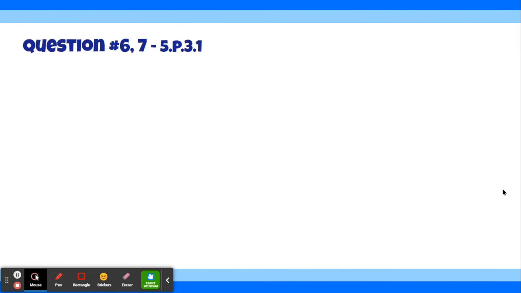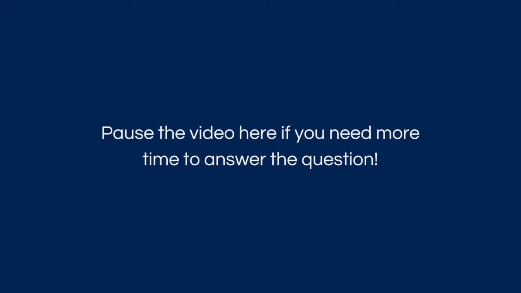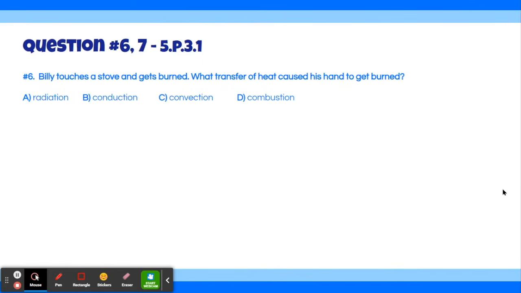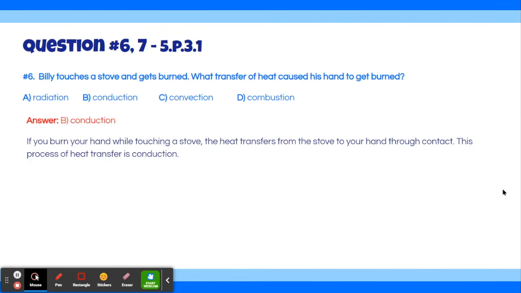Alright, moving on to questions number 6 and 7, these are some multiple choice ones. Question number 6. Billy touches a stove and gets burned. What type of heat transfer caused his hand to get burned? A. Radiation, B. Conduction, C. Convection, or D. Combustion? Well, the answer is B.